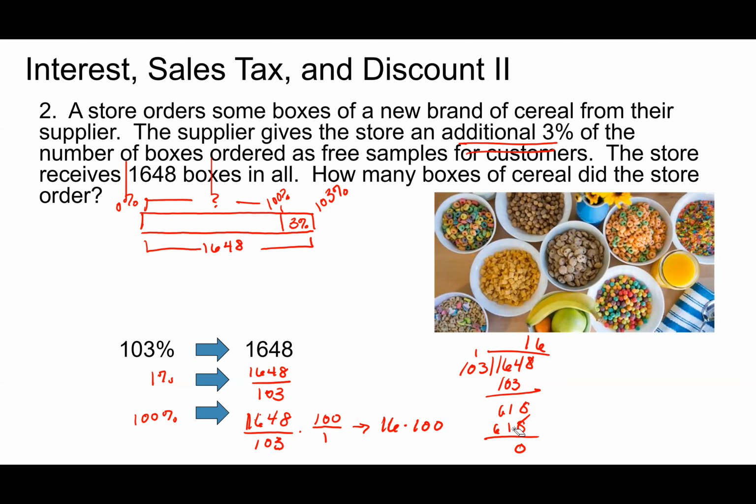1,600. Yohan, what's the final answer? 1,600. Good. 1,600 boxes of cereal. You guys can go ahead and fill that out. So we solved 1,648 divided by 103, but then don't forget, we've got to multiply by 100 at the end.